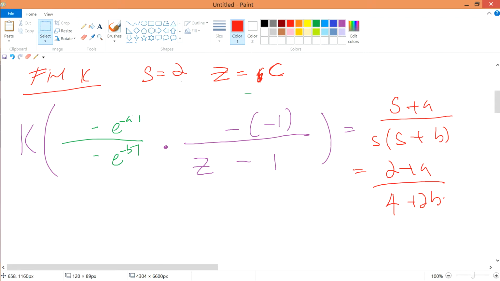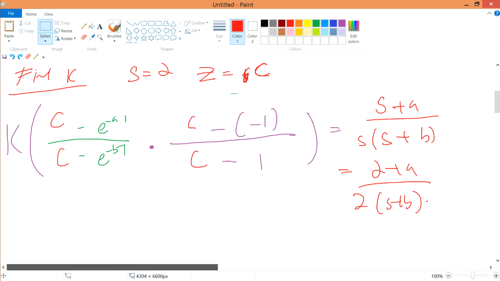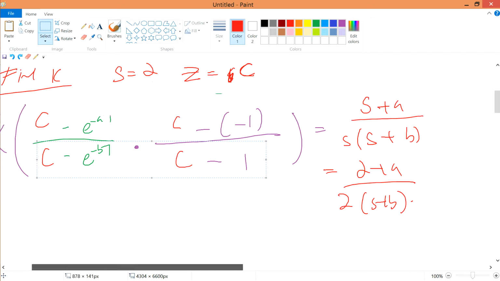So I have c all over here. And then, actually I shouldn't have multiplied it in, damn it. Over here I should just leave it as 2(s plus b). Okay, yeah. So over here now, we can rearrange, right? So this c minus 1, I'll just bring it up over here. This whole denominator, because they are multiplied with each other, I'll bring it up to the top.